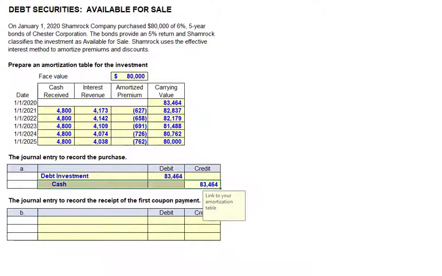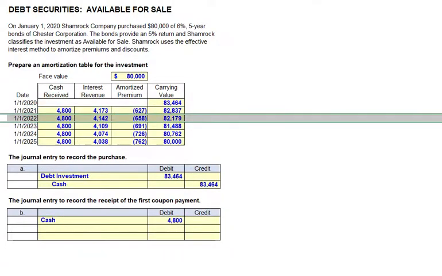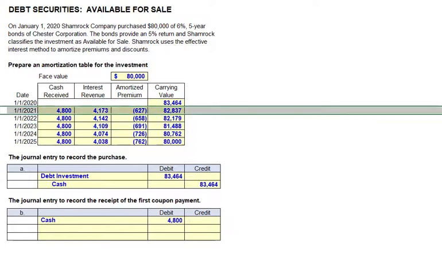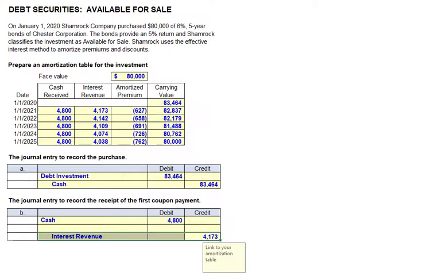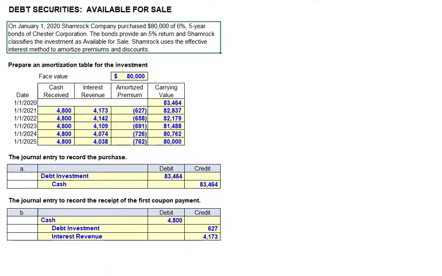When we receive the first coupon payment, we're going to debit cash for $4,800. And again, our entries are coming off of each row of our amortization table as we go on. So we've got the $4,800 in cash. We're going to record $4,173 in interest revenue. And the difference is our plug to our debt investment of $627. And that's the decrease in our carrying value. But we have yet to adjust for any fair market value adjustments. Let's take a look at that now.